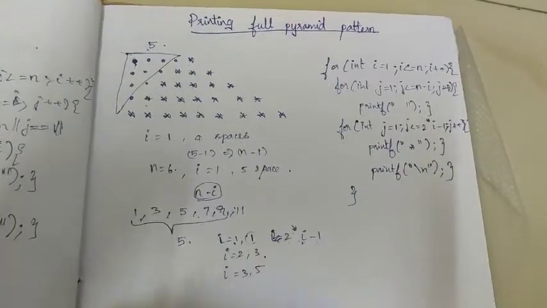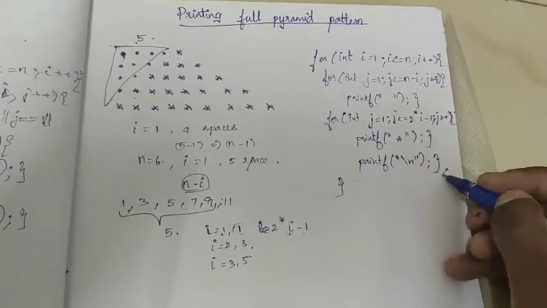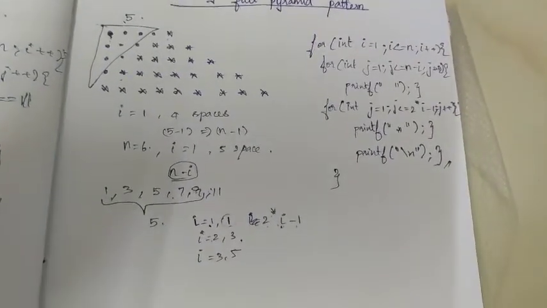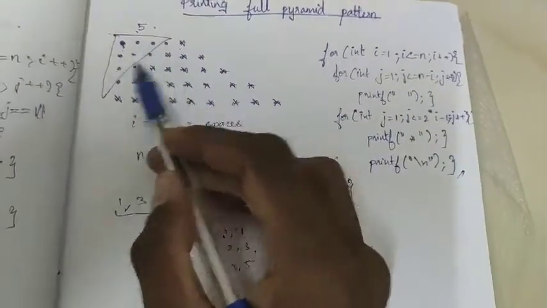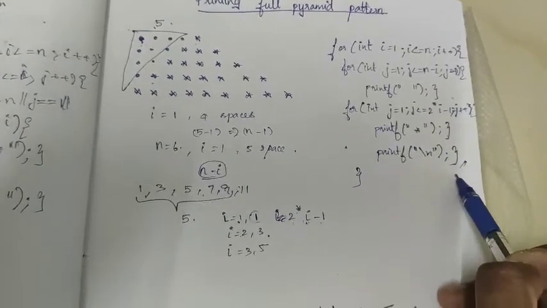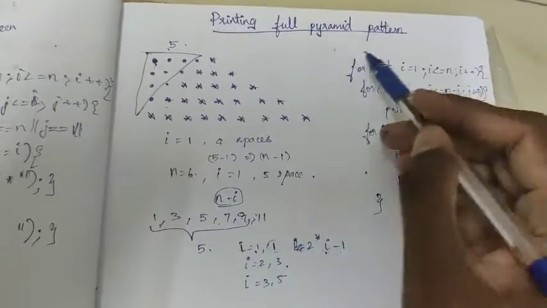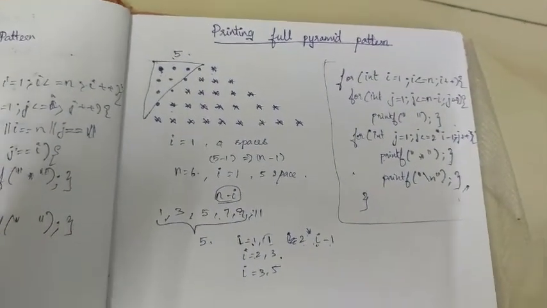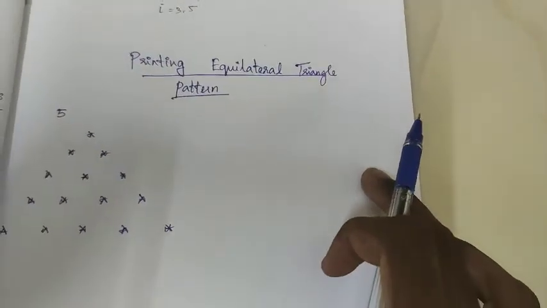So in the previous video I have forgotten to print a new line in it. Please note it down. And when we apply this case, I get first the spaces and then the star and then new line, right? So a complex pattern is implemented within a small code. Fine. And we are next going to see printing an equilateral triangle pattern.